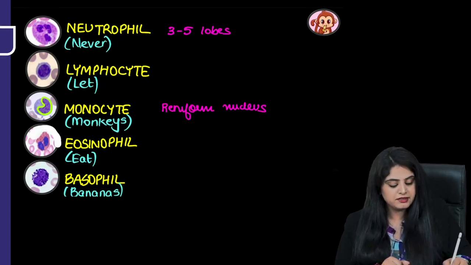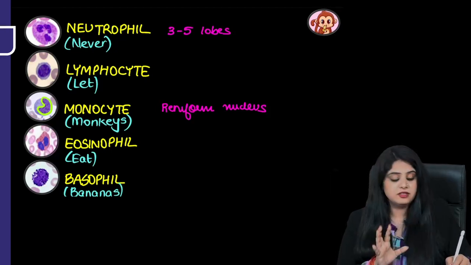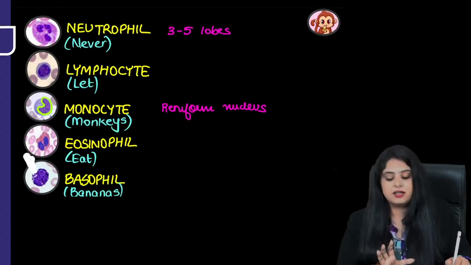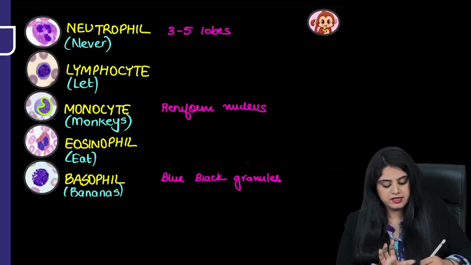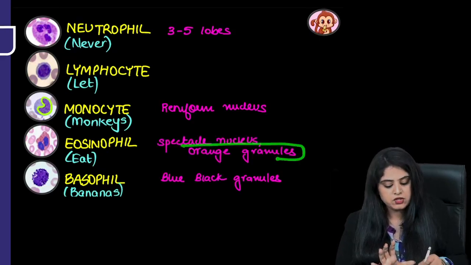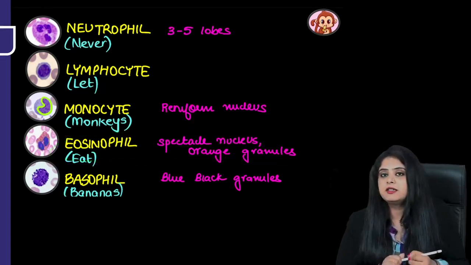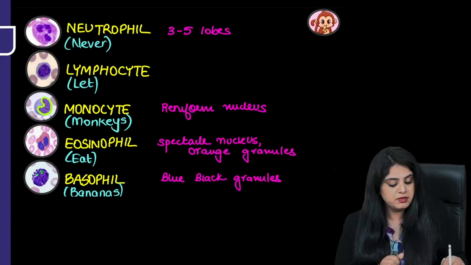Eosinophil is the only cell that I have which is, see, this cell is very, very orange and this cell is very, very blue-black. So simple, those cells are there. One cell is going to be very, very orange, and that orange cell also has a spectacle-like nucleus, that is an eosinophil. Orange cell with spectacles, that is eosinophil, whereas the cell with blue-black granules is going to be a basophil.